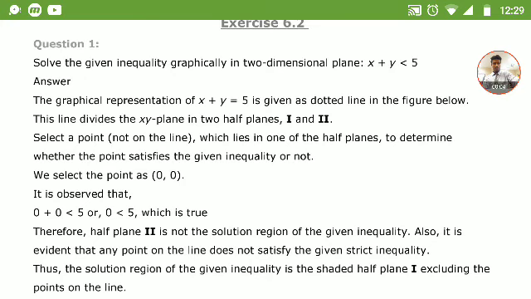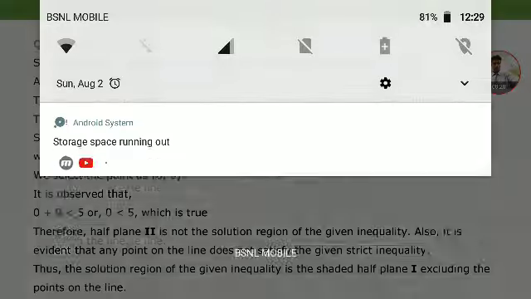Now we have completed up till exercise 6.1. So we'll be moving on to solving linear inequalities in two dimensions. Okay. So see, with one numerical, your concepts will be clear about how to do that numerical.